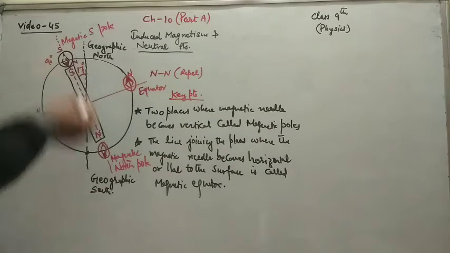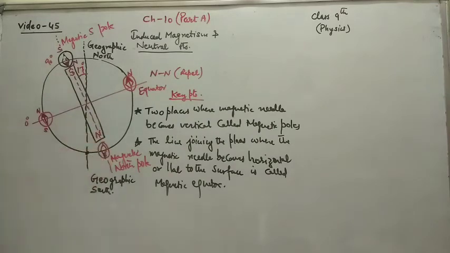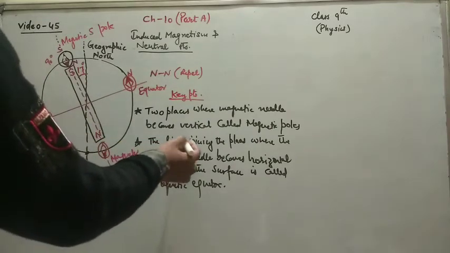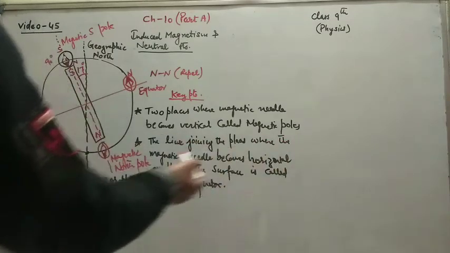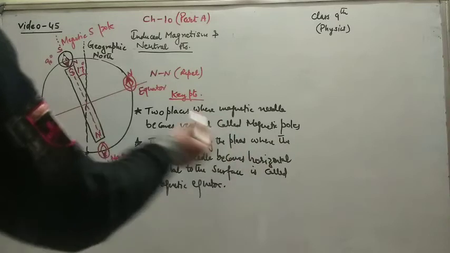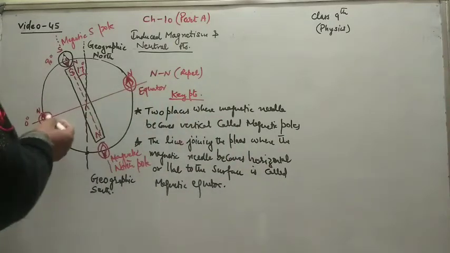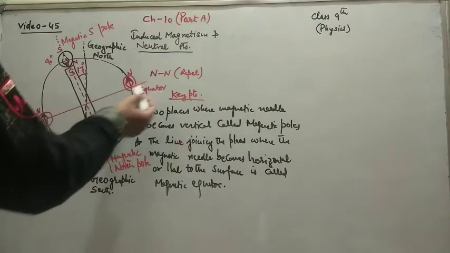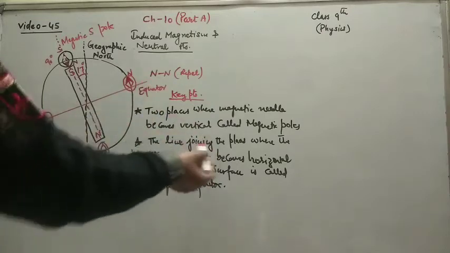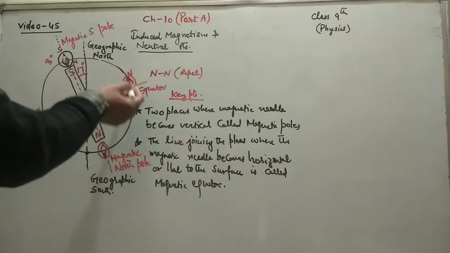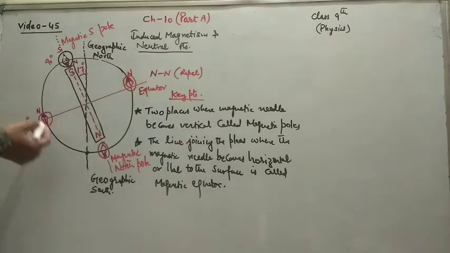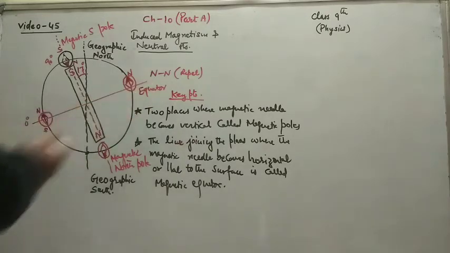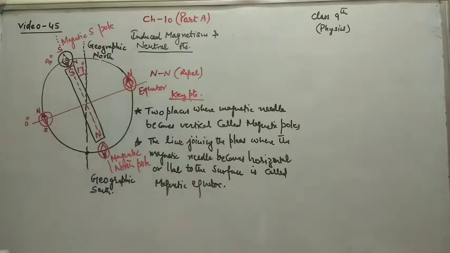Here it is vertical, making an angle of 90 degree, and the line joining the places where the magnetic needle becomes horizontal, you can see these are the two places. So the line joining these two places where the magnetic needle becomes parallel or horizontal on the surface, that line is called the magnetic equator.